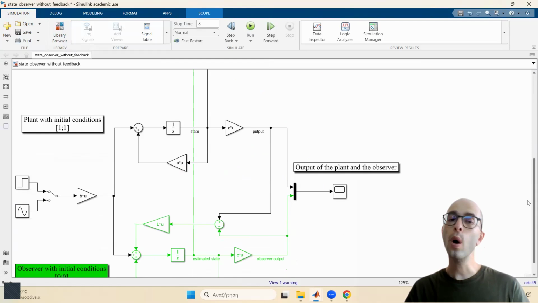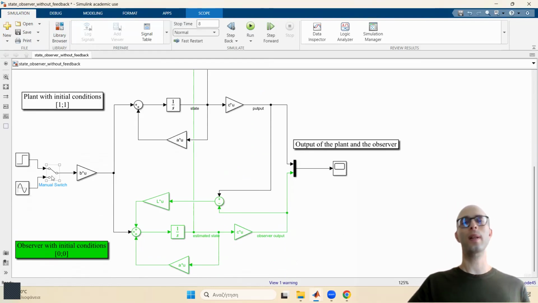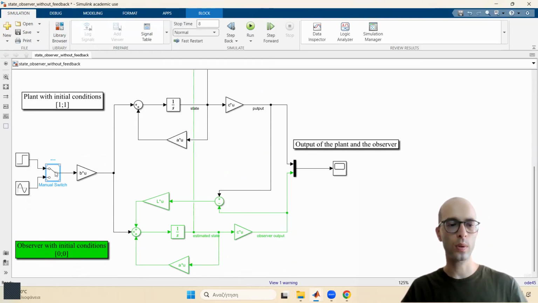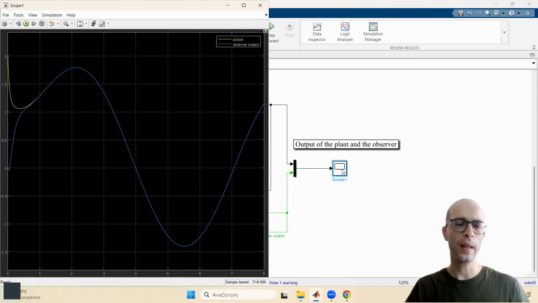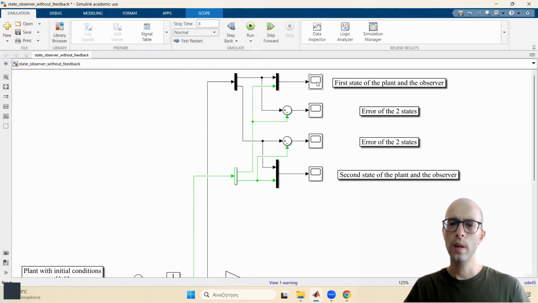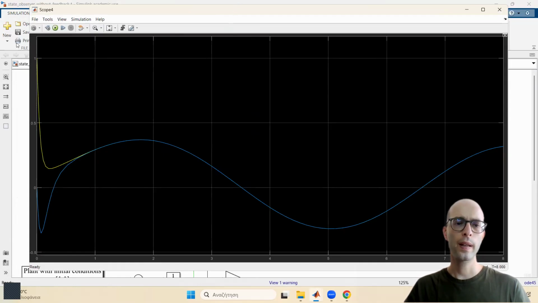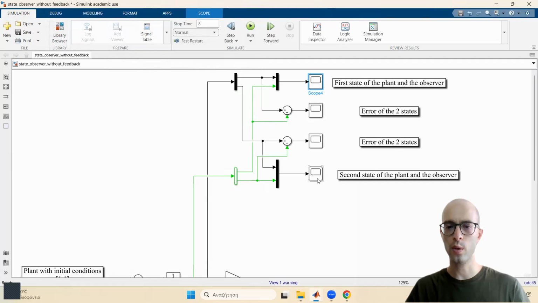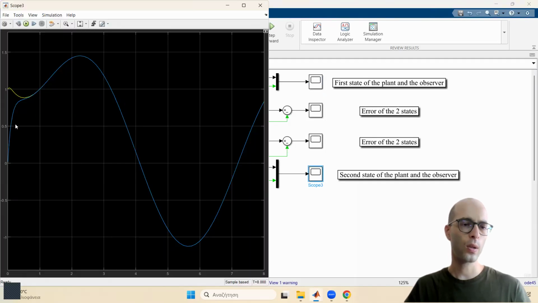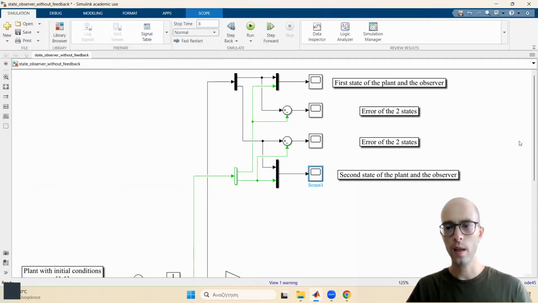And of course, the same thing holds regardless of the input that I'm going to use. If I change the step input by double clicking here, this is a simple manual switch that you can find in Simulink, to a simple sinusoidal input, it doesn't change the fact that we again have convergence on the output. And of course, we again have convergence between the first state and the state of the observer, and the second state and the state of the observer.